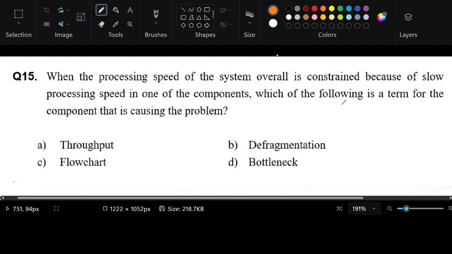Question number 15 of the IT password exam from PhilNITS. In this question, we are being asked something about processing speed, and whether the processing speed of the system overall is constrained due to slowness in one of the components. Which of the following is a term for the component that is causing the problem?